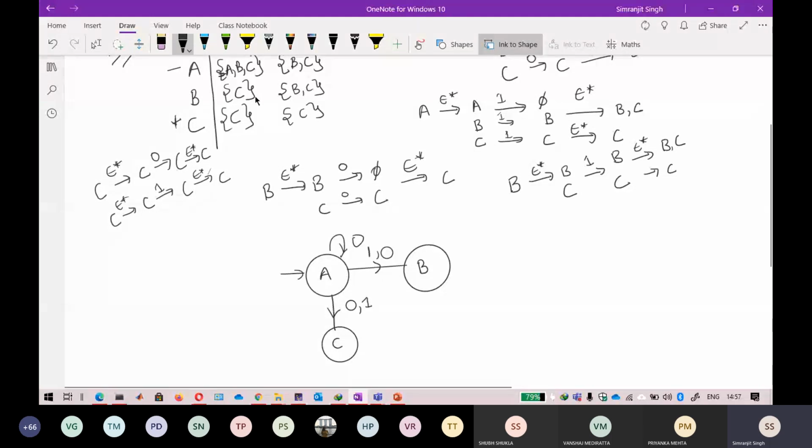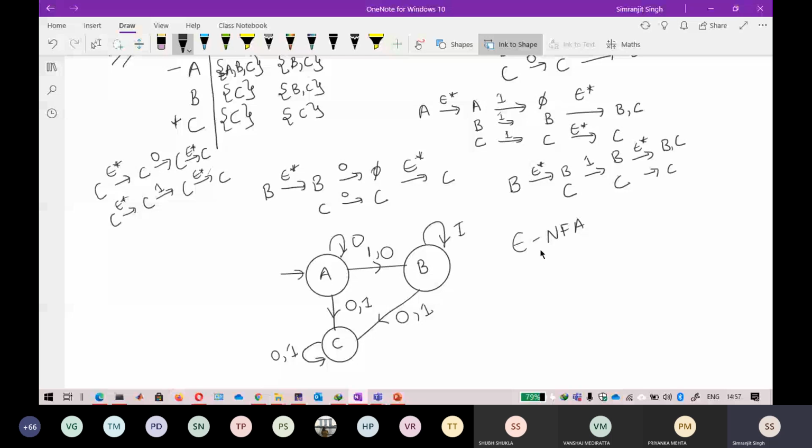On B, on getting an input of 0, it is going towards C. On getting an input of 1, it is staying at B, and it is also going towards C. Now C is just a self loop, so 0 and 1 are on the self loop. So this is how the epsilon NFA is converted into an NFA. This portion is your NFA.